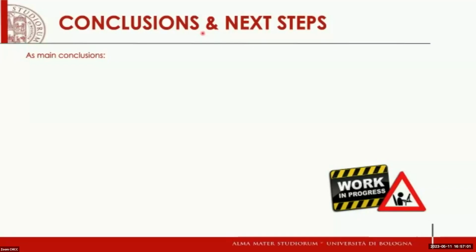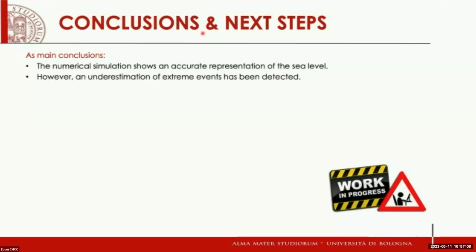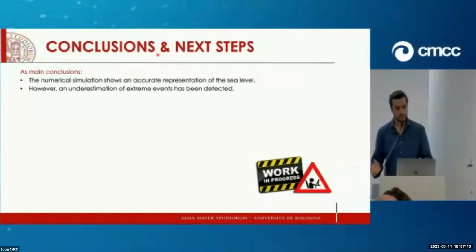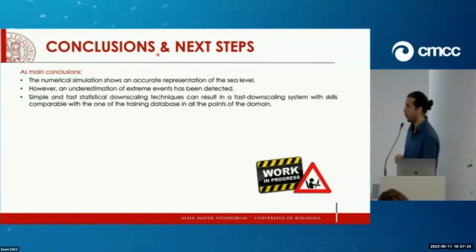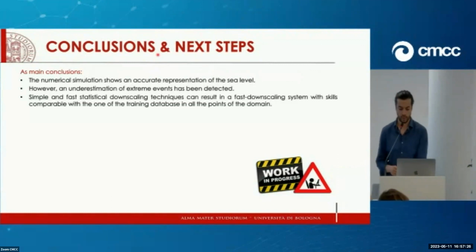So for conclusions and next steps, as main conclusions, we have that the numerical simulation shows an accurate representation of the sea level, but as I mentioned, there's an underestimation of the extreme events. And also with the statistical downscaling, we found that simple and fast statistical downscaling techniques can result in a fast downscaling system with skills which are comparable with the ones of the high resolution numerical model.